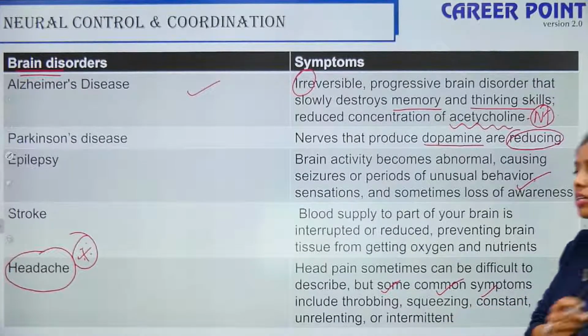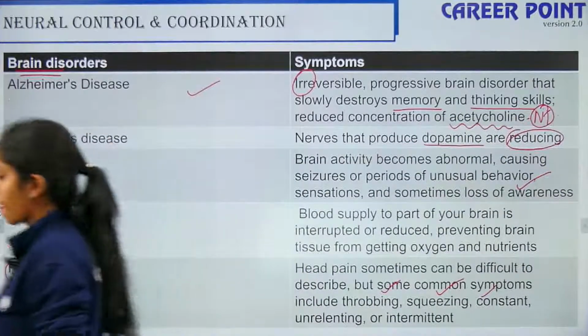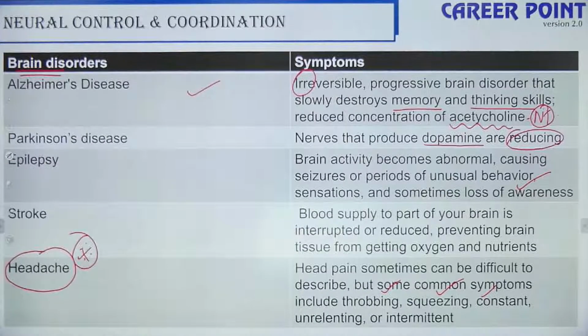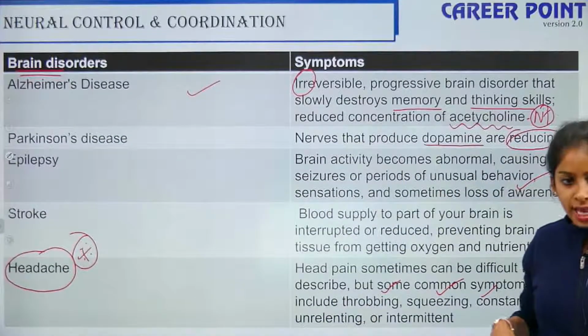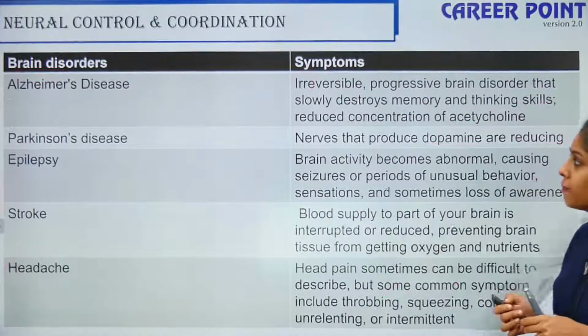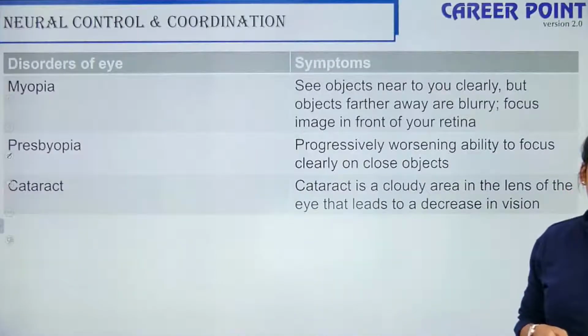So clear? Have you made a note of it? So shall I move to the next slide or should I wait? Yes, let me know. Should I wait or shall I move on? Shall we move on? Yes? Shall we move to the disorders of the eye? What are the disorders in the eye? Yes, the next part, the disorders of the eye.